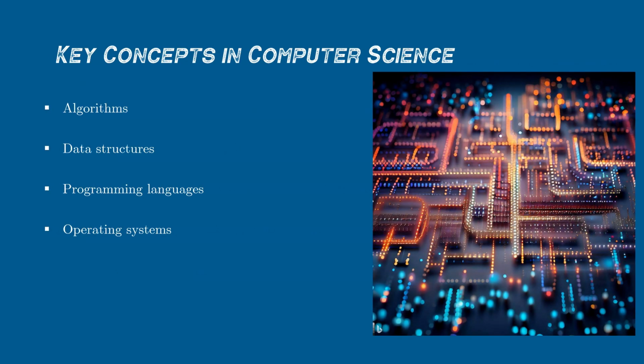Key concepts in computer science. There are several key concepts in computer science that you should be familiar with. These include algorithms, data structures, programming languages, and operating systems.